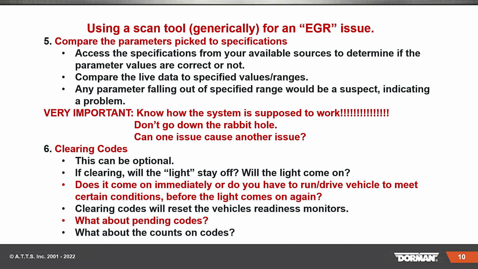And then of course you've got clearing codes. This can be optional. If you clear, will the light stay off? Will the light come on? Don't forget, especially when it comes to emissions, some of this stuff you can clear and the light stays on, and it's like, what did I do wrong? Does it come on immediately? Do you have to run a drive cycle on the vehicle to meet certain conditions before the light comes on again? Clearing the codes will reset the vehicle readiness monitors. What about pending codes? What about counts on codes?